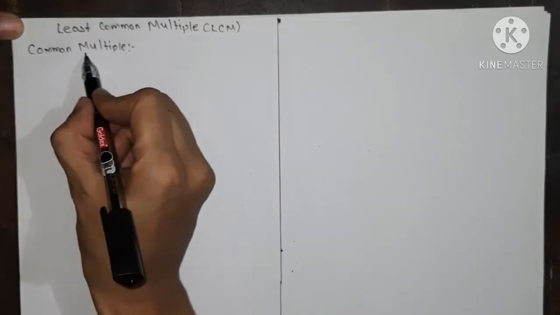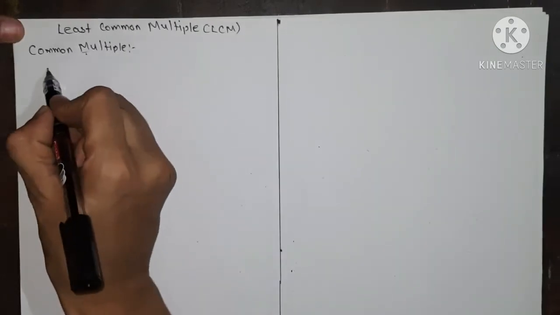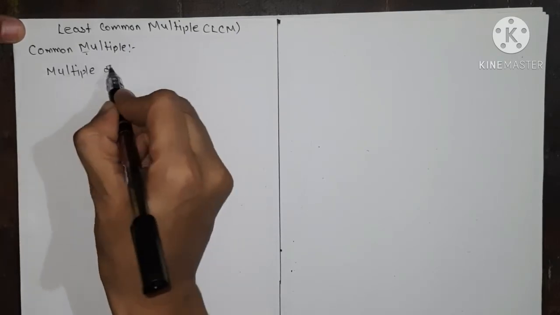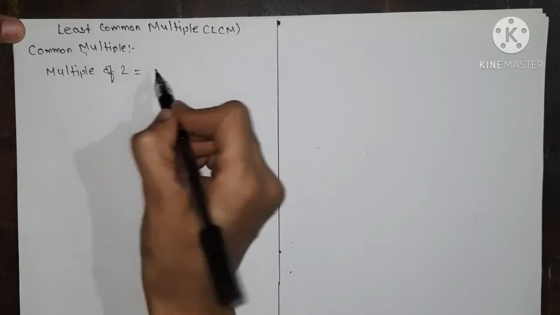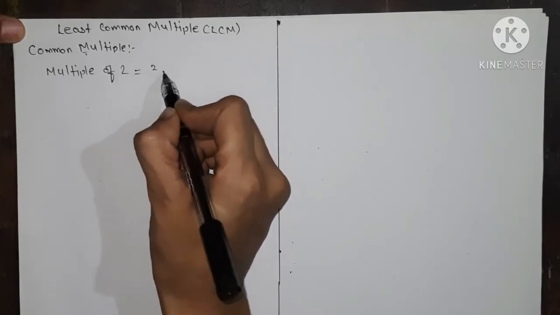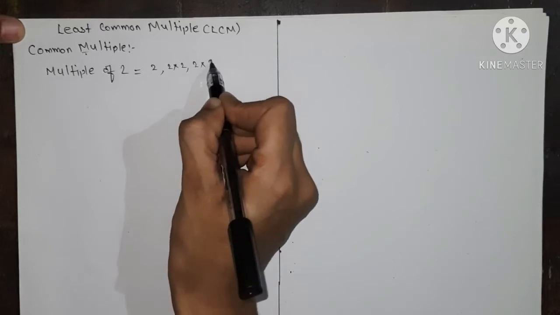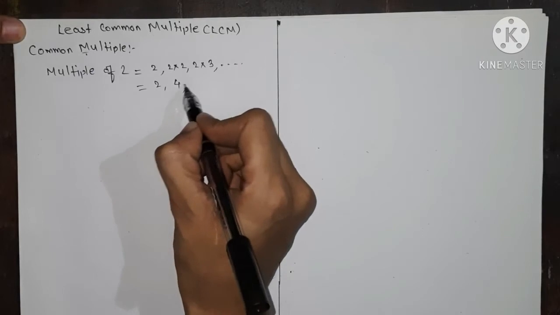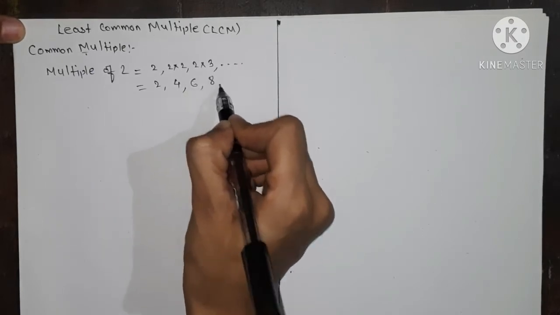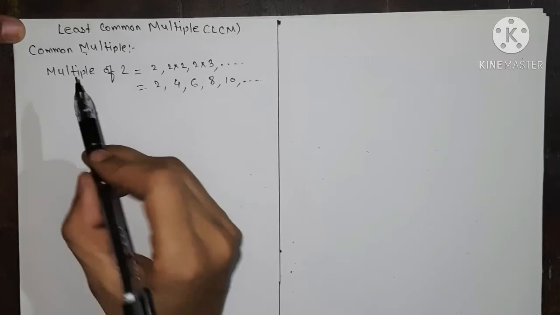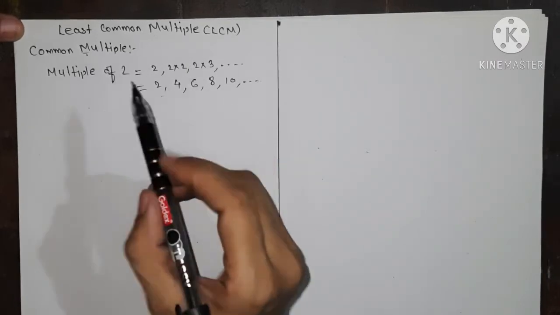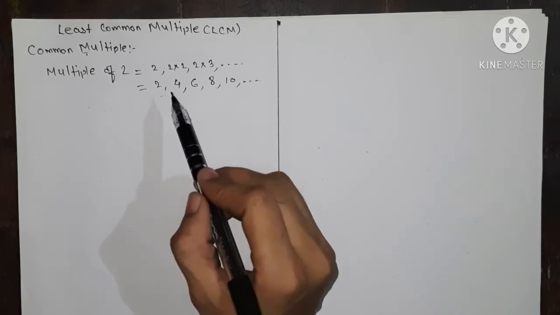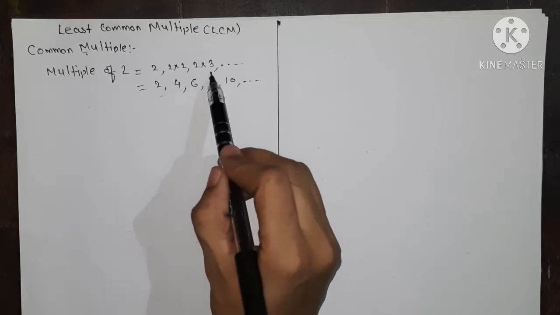As we know, let us first see what is meant by a multiple. We write the multiples of 2, which are 2 times 1, 2 times 2, 2 times 3, and so on. So these are all the multiples of 2: 2, 4, 6, 8, 10, and so on. We call the multiples of 2 as 2 multiplied by 1, 2 multiplied by 2, 2 multiplied by 3, and so on.